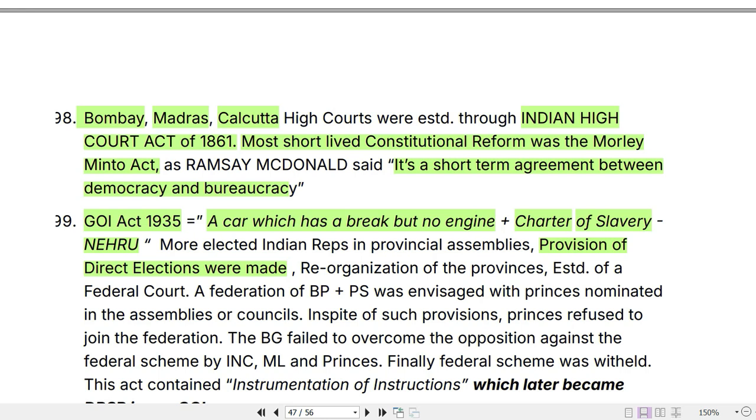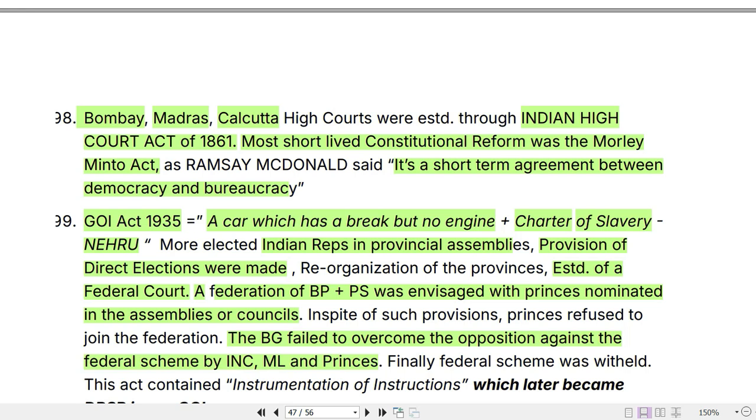Now this act had a provision to include more Indian representatives in provincial assemblies. Provision of direct elections were made. Reorganization of the provinces. Establishment of a federal court. A federation of British provinces plus princely states was envisaged with princes nominated in the assemblies or councils. In spite of such provisions, princes refused to join the federation. The British government failed to overcome the opposition against the federalist scheme by Congress, Muslim League and the princes.